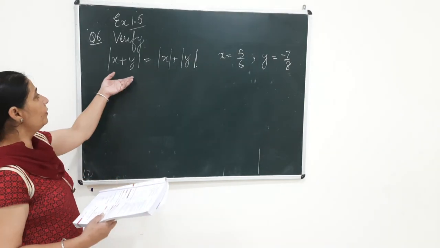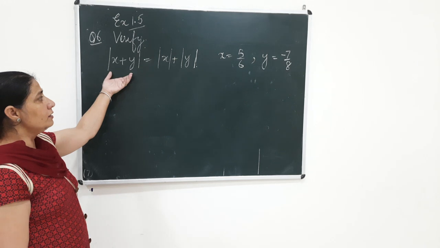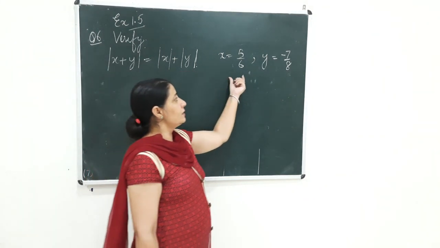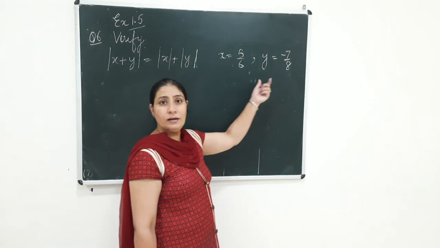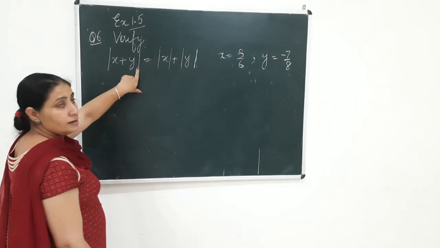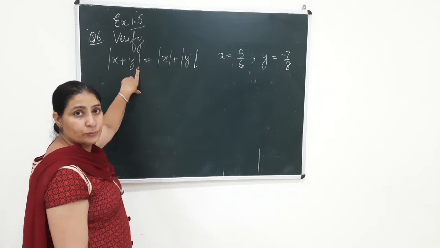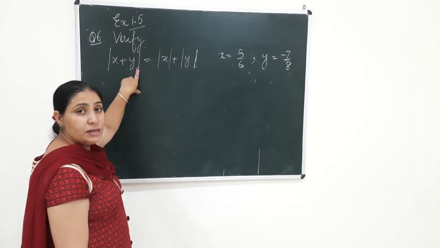So beta, we will verify here that mod of x plus y is equal to mod of x plus mod of y, for x equal to 5 by 6 and y equal to minus 7 by 8. Beta, this symbol is called mod, or we call it absolute value. Clear? Now what do I mean by absolute value?